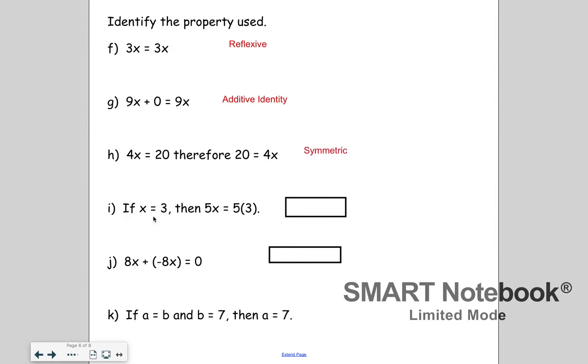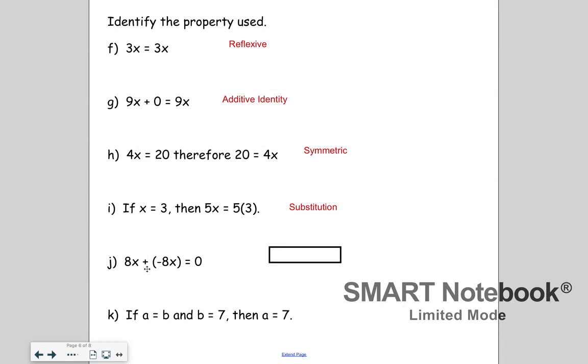Over here, if x equals 3, then 5x equals 5 times 3. So they took the 5x, and over here they took the x out and replaced it with the 3. So they said, x, you come out, you go sit on the bench, 3's coming in. Substitution for that one. And again, if you're not sure, pause, look at the example I gave you, and look at the property on your paper, see if you can match up what happened.